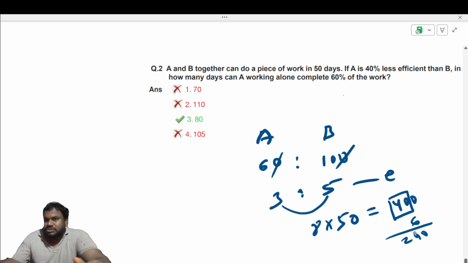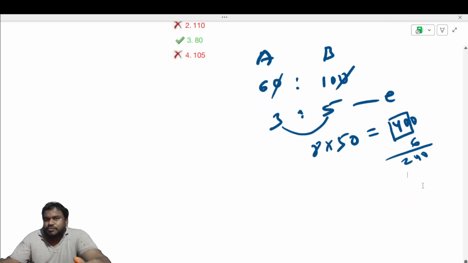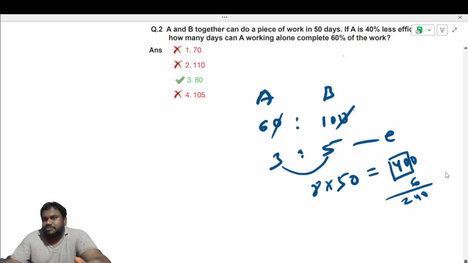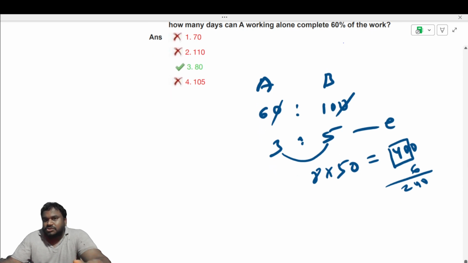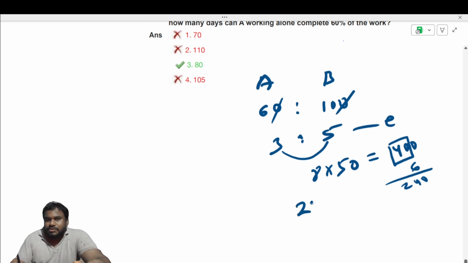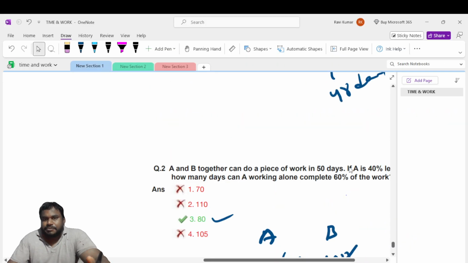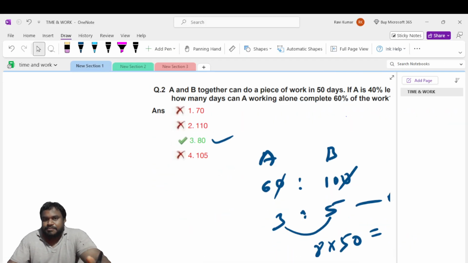240 parts of work has to be completed. So for this 240 parts of work, A has to work alone. A is working alone to complete 60%. So A's efficiency is 3. You need to consider only 3 because they are not working together. If A alone works, then 240 by 3 is nothing but 80. So 80 is the answer. 80 days he will take to finish 240 parts of work. That is 60% of the total work.